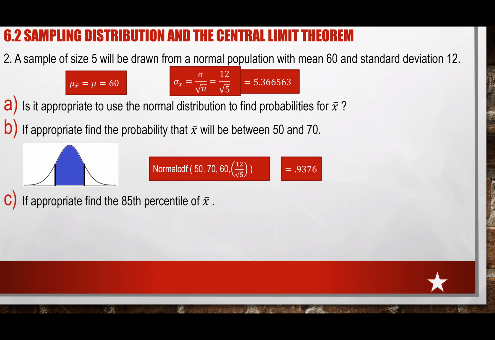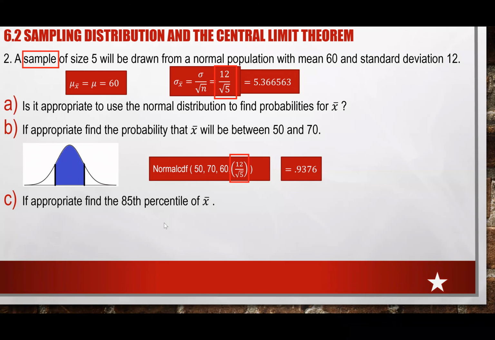The main difference, and this is your object to decipher your problem, is that when you deal with a sample, you have to convert your standard deviation to become a standard error. That is the only thing that is different from 6.1. Your standard deviation is no longer the population standard deviation. We have to use the standard error, okay?